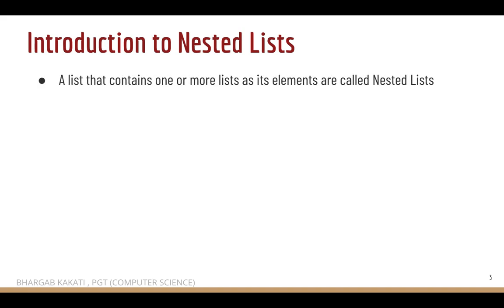So what do we mean by nested list? A list that contains one or more lists as its elements is called a nested list. So let's say we have a list. Within that list we have various elements, but if the elements itself are lists, then it is known as a nested list. Let's try to understand with the help of an example.